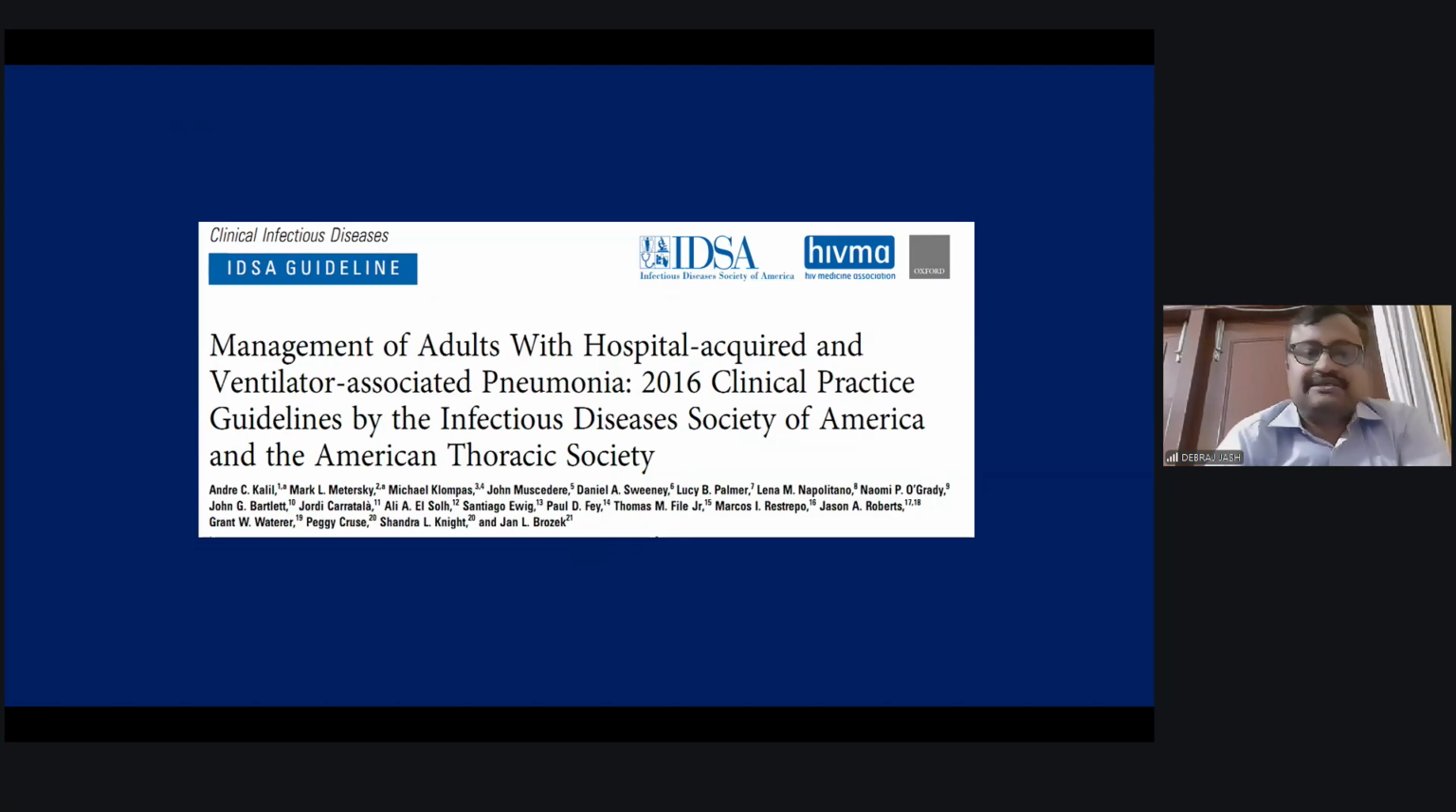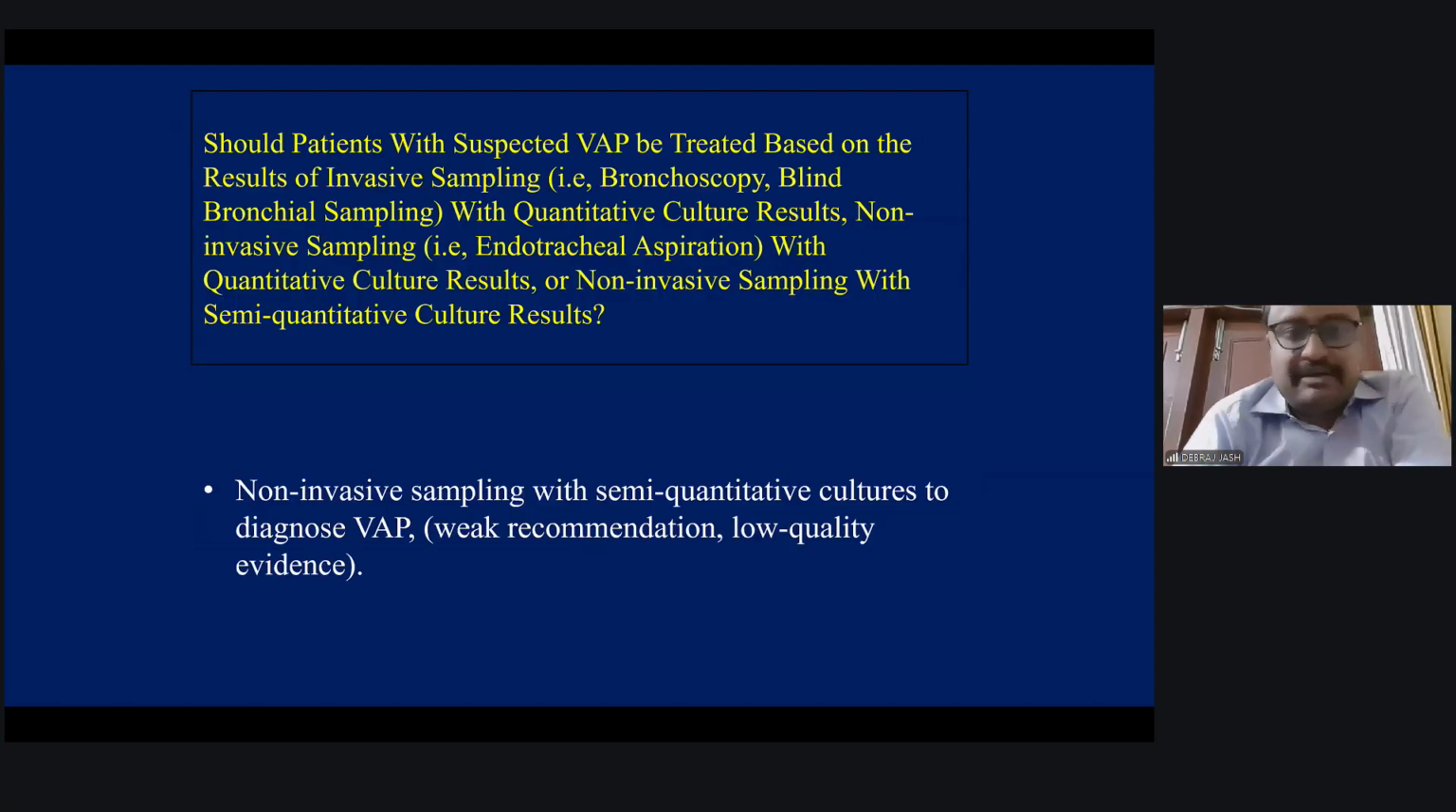The later part is the treatment. The latest guideline was the ATS guideline 2016, but a lot of separate guidelines have come regarding the management of isolated organisms. Now, if we go by the guideline, should all patients with ventilator associated pneumonia go for bronchoscopy? The answer is no. It has been found that semi-quantitative culture is as good as bronchoscopy to diagnose VAP.